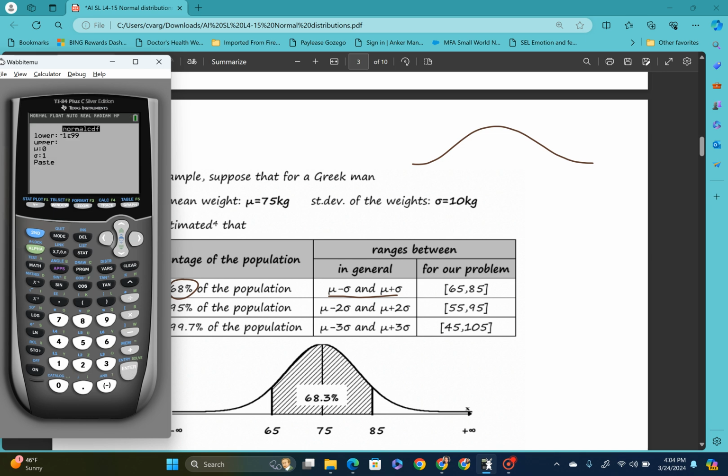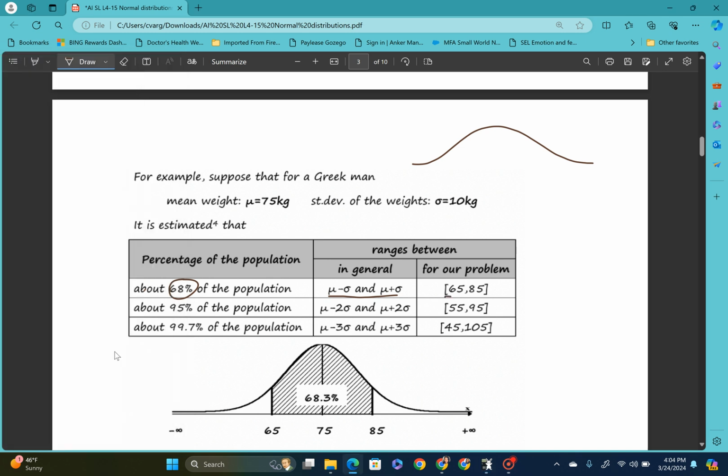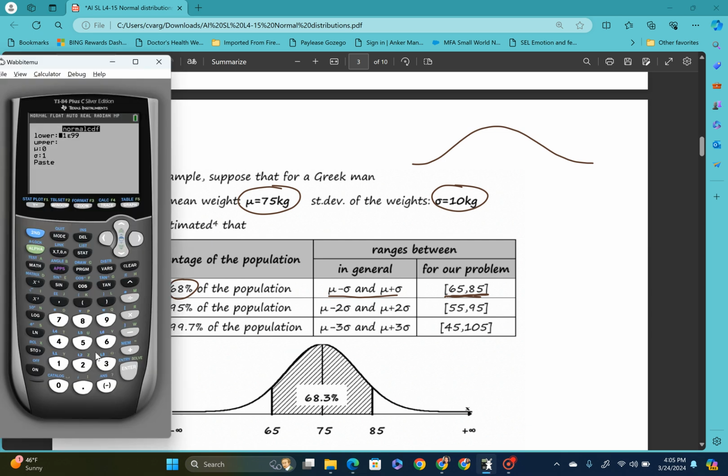What is the lower? What is the upper? It tells us for our problem that the mean weight is 75 kilograms. The standard deviation is 10 kilograms. So we want to find between 65 and 85 for our problem. So let's go ahead and do that. Our lower is 65, the upper is 85, the mean is 75, and the standard deviation is 10.